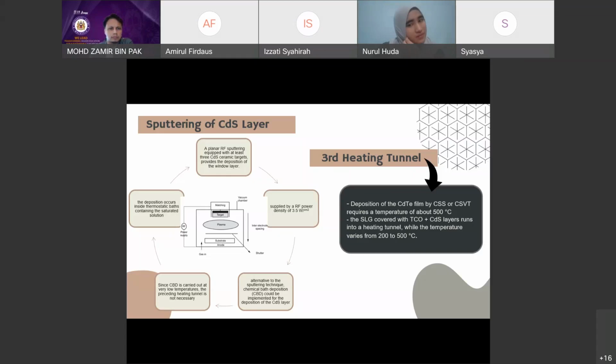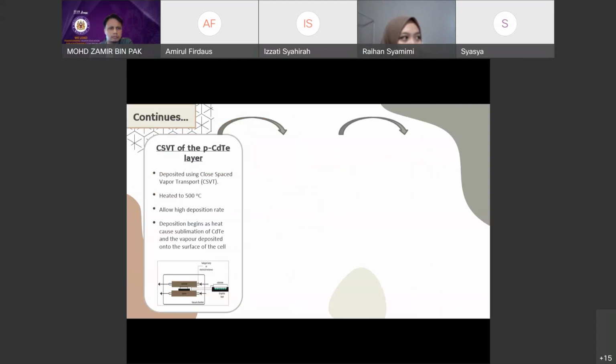Okay, so I will continue with the fabrication of the cadmium telluride solar cell. After the cadmium sulfide has been deposited, the next step is deposition of cadmium telluride by using closed space vapor transport. Closed space vapor transport is a physical technique that takes place in a vacuum chamber. They were heated to 500 degrees Celsius through electrical resistance.